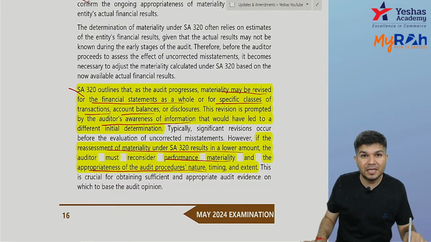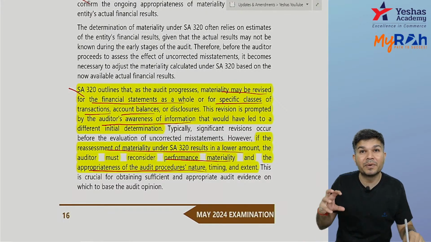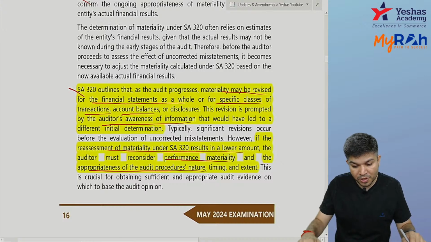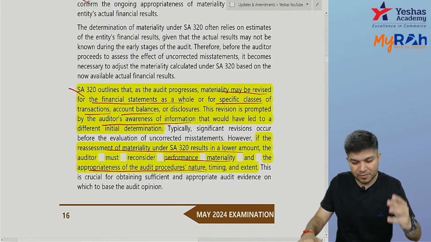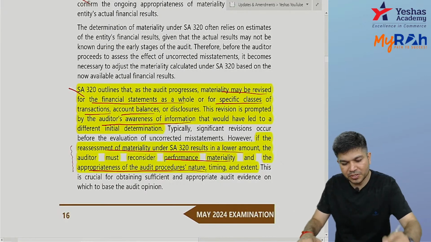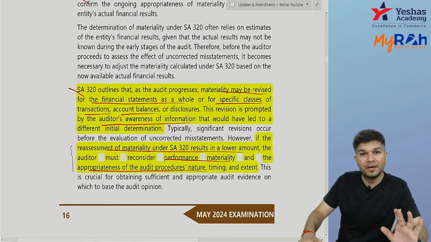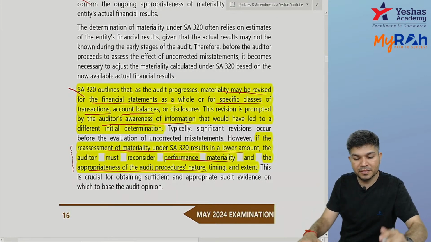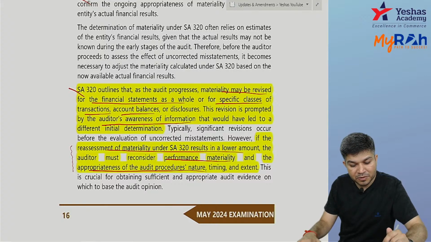Okay, if you are going to check lesser items, then in that case you check the performance materiality level also, whether you need to change that as well or not. So this is just one extra line you need to remember. Make sure the answer considers this line. If reassessment of materiality under SA 320 results in a lower amount, you must reconsider.